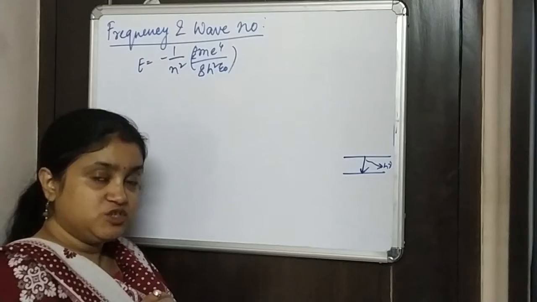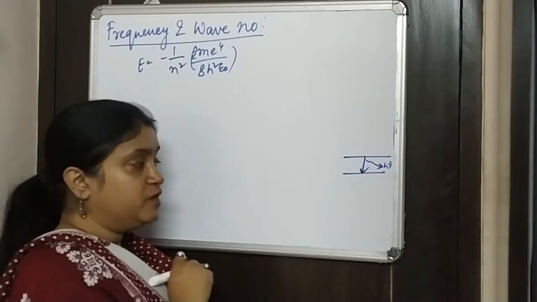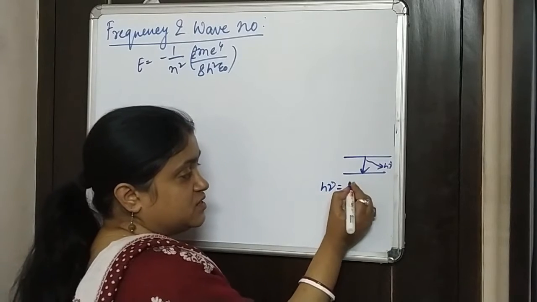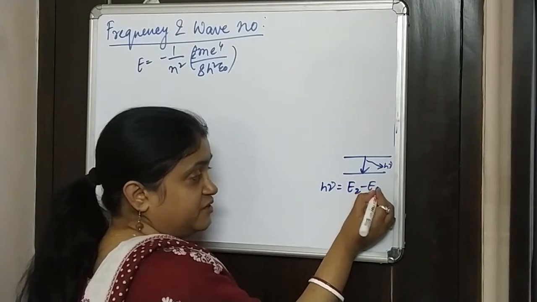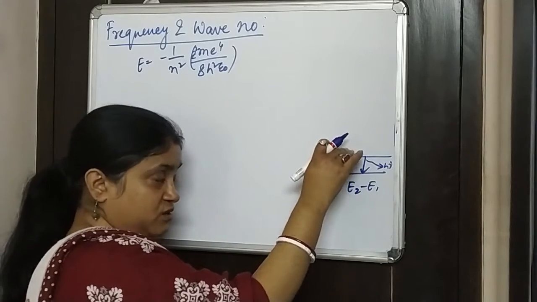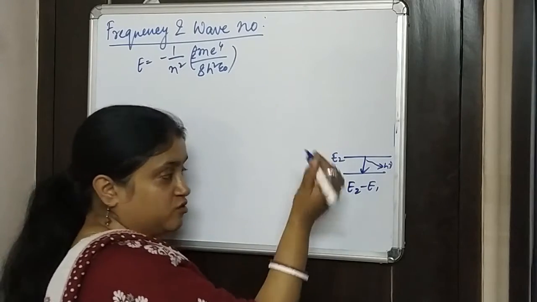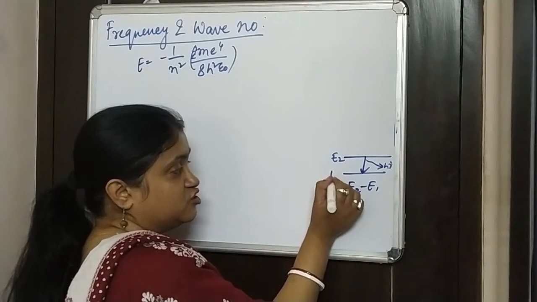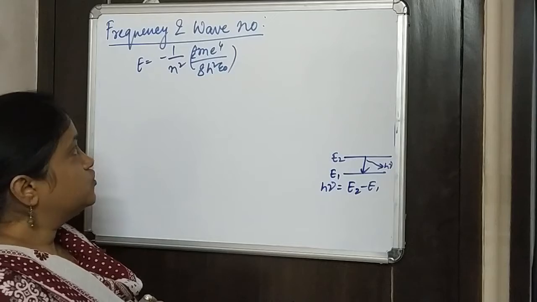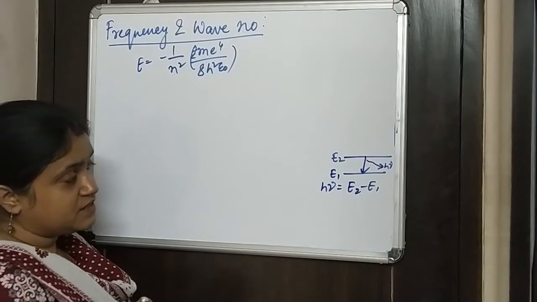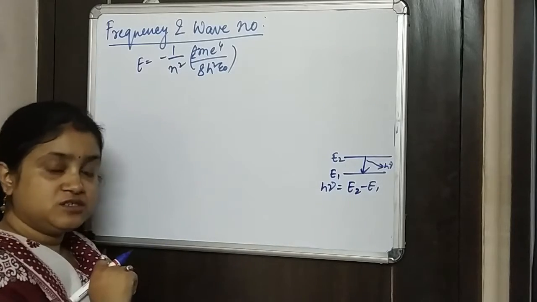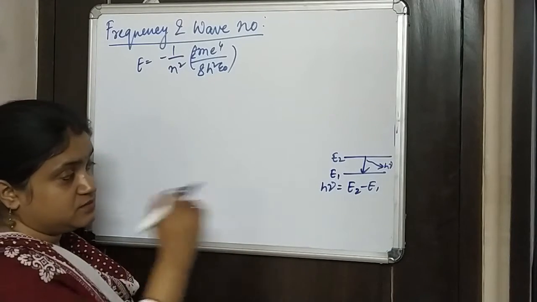the amount of h into nu. Nu is the frequency, and according to Bohr's third postulate, h nu is equal to E2 minus E1, where E2 is the energy of the initial orbit, the higher orbit, and E1 is the energy of the lower orbit, right? So now, if we have to calculate the frequency, let's see what it would be.